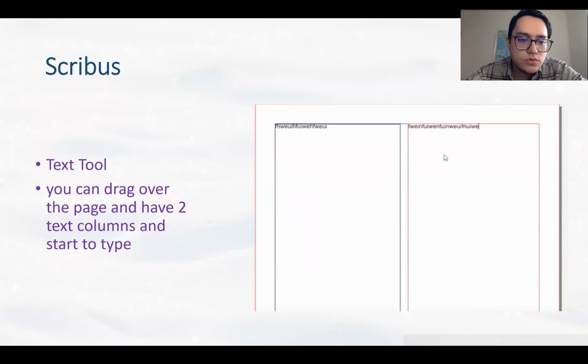So with the text tool, for example, you can drag over the page and have two text columns and start to type in them. So for example, we can have this two here and one here. So 1 and 1, and then we will have two columns and we can write in both columns. This way, it's going to look like a newspaper style that you have columns of writing, and you can have content and images and everything.